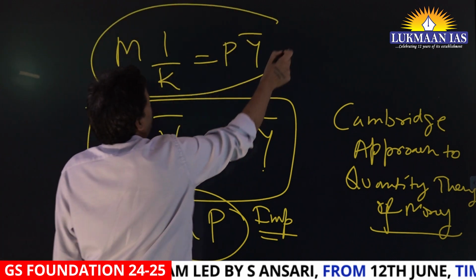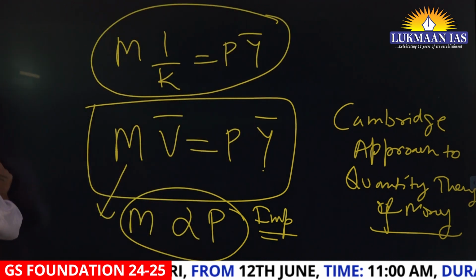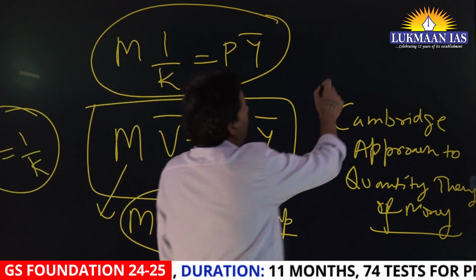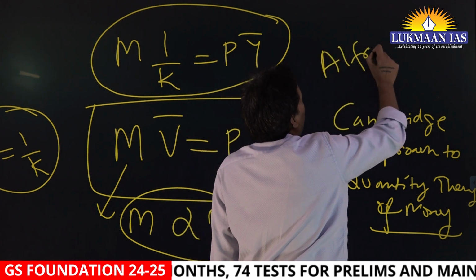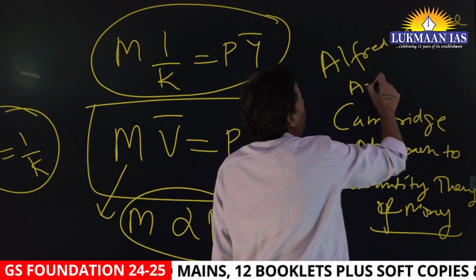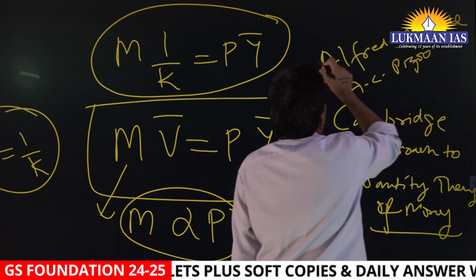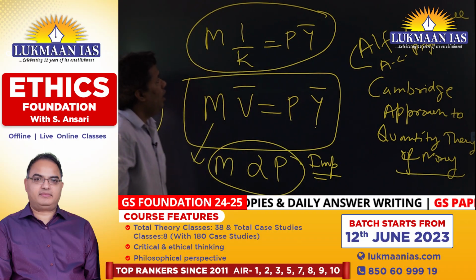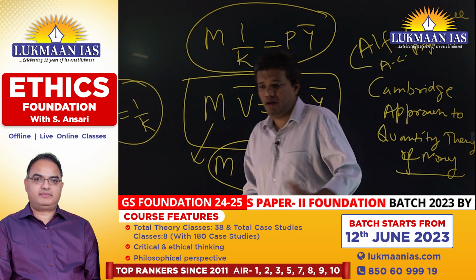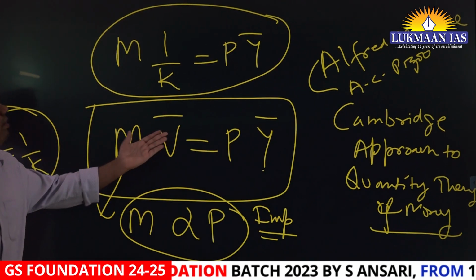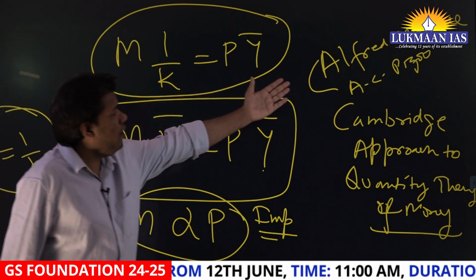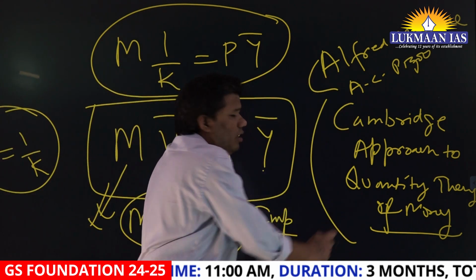Right? More or less their assumption was the same. So here V is equal to 1 upon k, and mainly in the Cambridge school, the professors were Professor Alfred Marshall and A.C. Pigou. Okay, they were the main two proponents of the Cambridge school. And yesterday, in the last lecture, we were discussing the main difference between the classical and neoclassical. So this is an example where the classical and neoclassical schools differ. Irving Fisher is part of the classical school, and Alfred Marshall and A.C. Pigou are part of the neoclassical school.